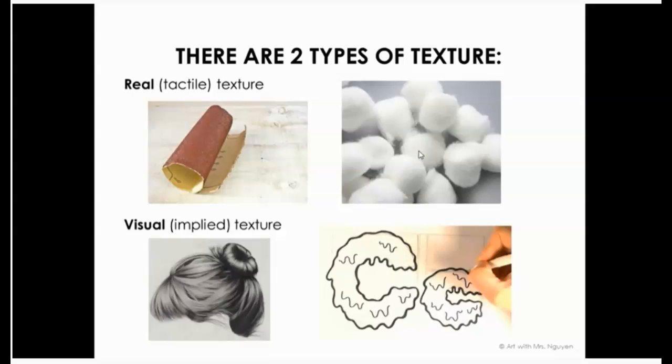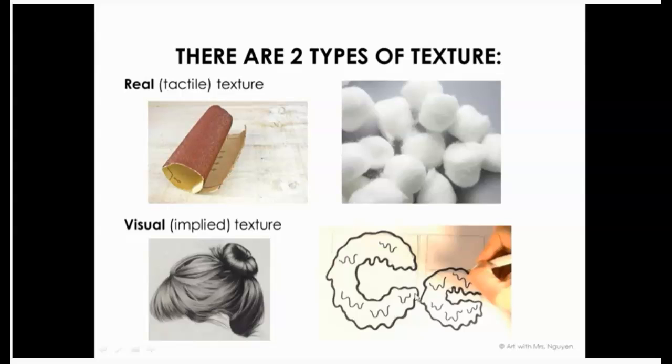On the other hand, if you look at the bottom, the artist has created just a visual texture. So it's something that is implied or looks a certain way. But of course, if you were to touch it, it wouldn't actually feel that way. So you've got this shiny, soft looking hair. However, if you were to touch the canvas that this was painted on, it wouldn't actually feel hairy. It just looks like soft hair.